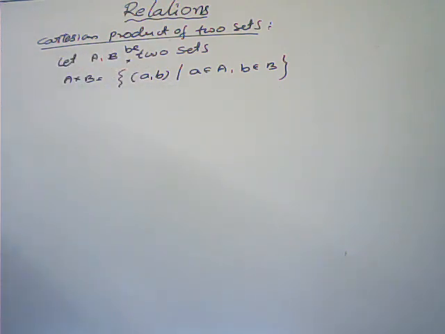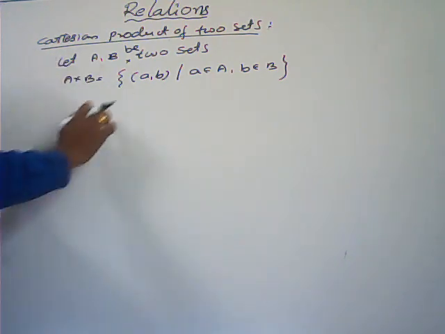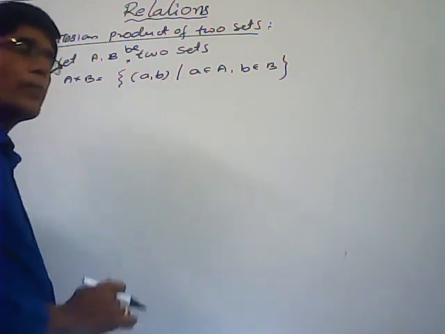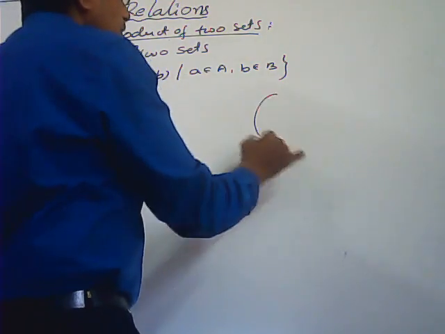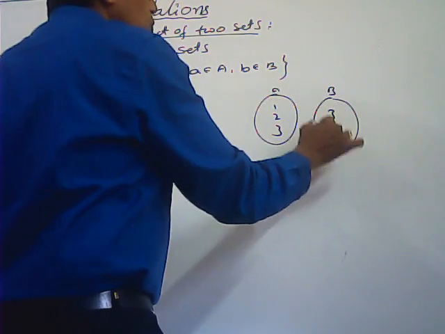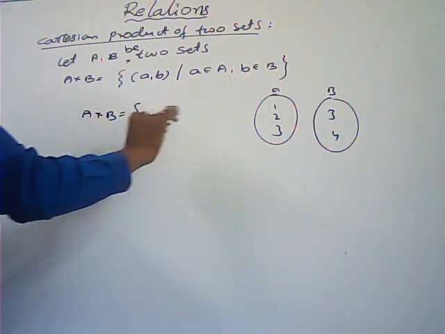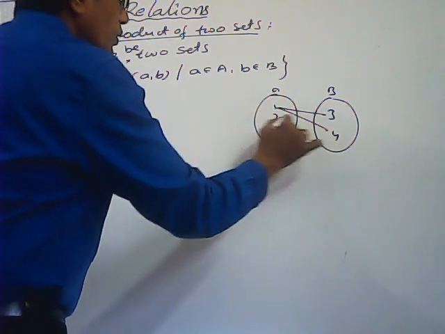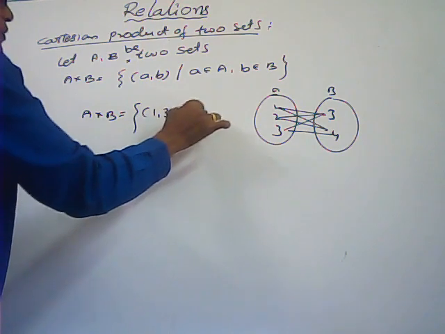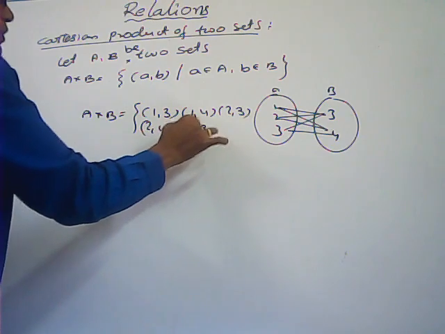The Cartesian product of A, B is denoted by A cross B and defined by A cross B equals the set of ordered pairs (a, b) such that a belongs to A and b belongs to B. Now here you can see in set A I am taking 3 elements and in set B I am taking 2 elements. Now A cross B, how to write that? A cross B is equal to the set of all ordered pairs: (1,3), (1,4), (2,3), (2,4), (3,3), (3,4).